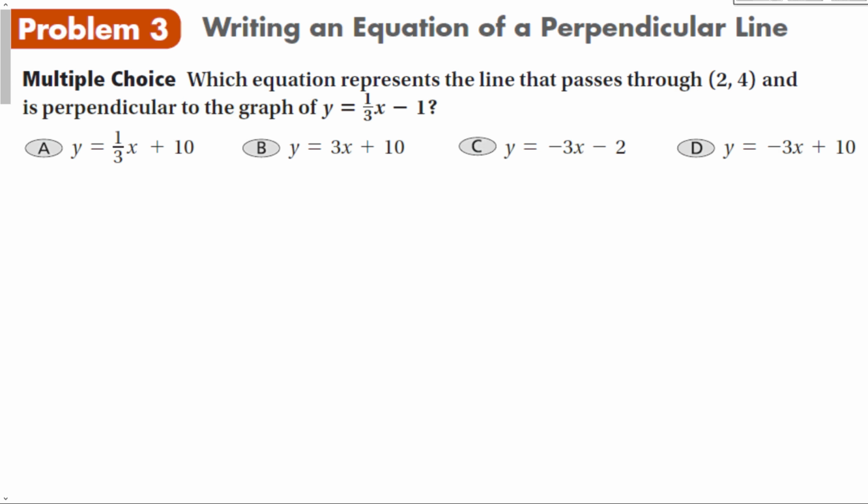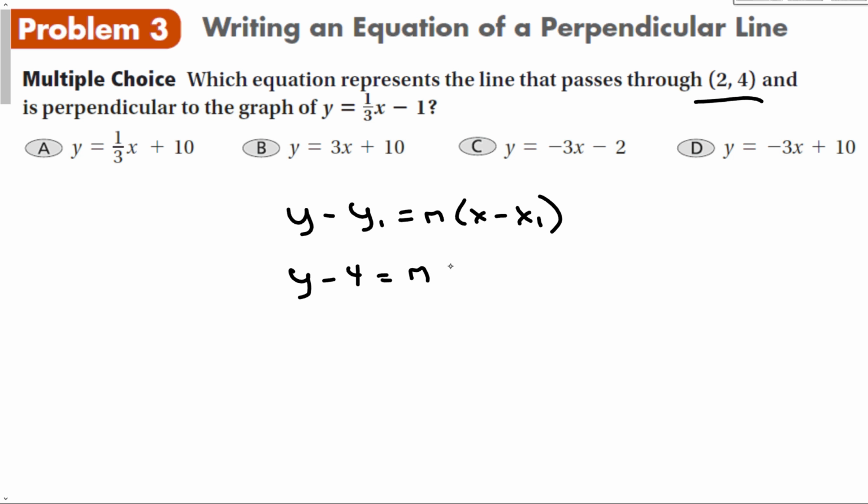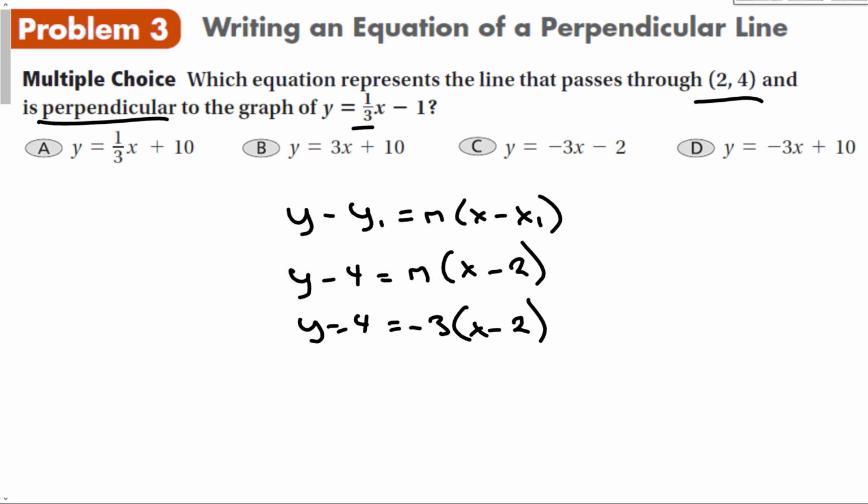So, which equation represents the line that passes through (2, 4) and is perpendicular? So the same thing. I'm going to use point-slope form. Y minus y1 equals m times x minus x1. I need to know a point, which I do. Y minus 4 is equal to some slope times x minus 2. And now I need a slope. I want to be perpendicular to this slope, which means that my slope will be the opposite reciprocal of 1/3, which is negative 3 over 1, which is negative 3, times x minus 2.